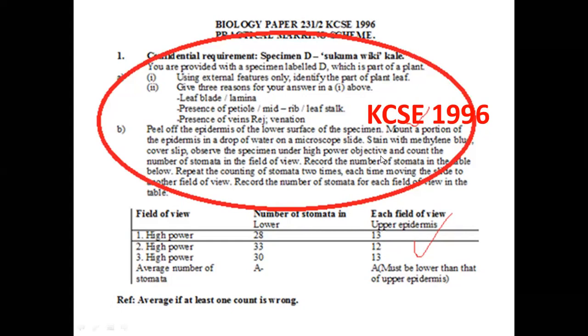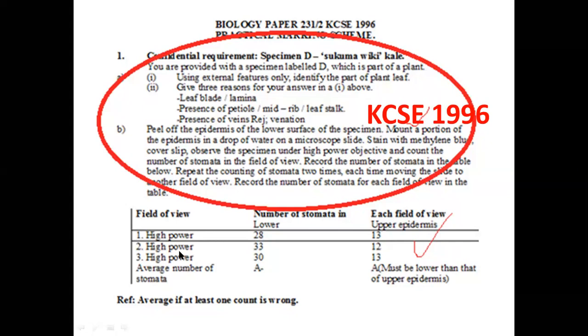So now in 1996, for instance, an examiner wanted us to peel the epidermis on the lower and upper side of the leaf. And in this case, it was sukuma wiki. And after you peel and make the slides, we were now to count the number of stomata on both lower and upper epidermis, and now compare which of the two has more. And therefore, an examiner is expecting us even to know how to count.